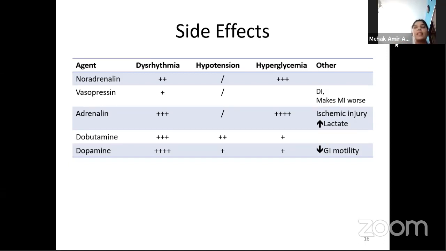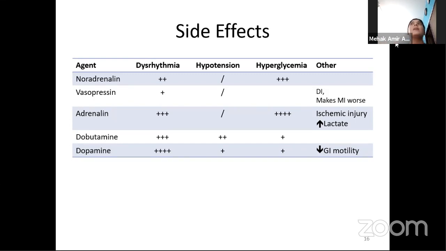This is a very good slide, a graphical representation or summarization of the side effects of all the vasopressors and inotropes we have discussed up till now: noradrenaline, vasopressin, adrenaline, dobutamine, dopamine. You can see that the risk of arrhythmias is much higher with dopamine as compared to all the others, and in hypotension, dobutamine has much higher incidence other than dopamine, because it affects the receptors much more than dopamine.